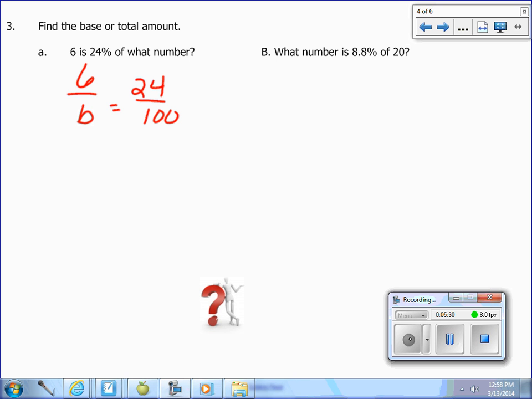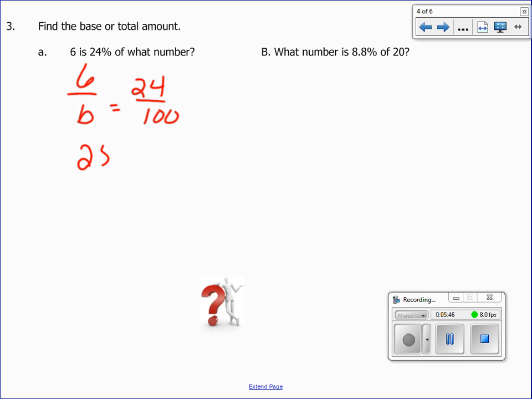In 3a, 6 is 24% of what number? I can look at this and do this mentally. I can look at 24 and divide it by 4 to get 6. So 100 divided by 4 is 25. Well, not 25%, just 25, because the base is 25: 6 out of 25 would equal 24%.